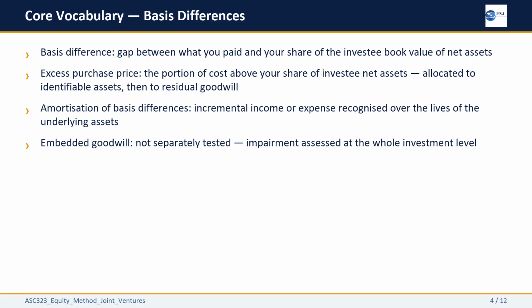Here is the key thing about basis differences. When you pay more than your proportionate share of the investee book value, that excess is a basis difference. Think of it as a mini purchase price allocation. You identify which of the investee assets or liabilities are worth more or less than their book value, allocate the excess there, and put the residual into goodwill. Then, over time, you amortize the portions allocated to finite-lived assets against your equity in earnings. The goodwill piece is not separately tested for impairment. It stays embedded in the investment and is assessed at the investment level.